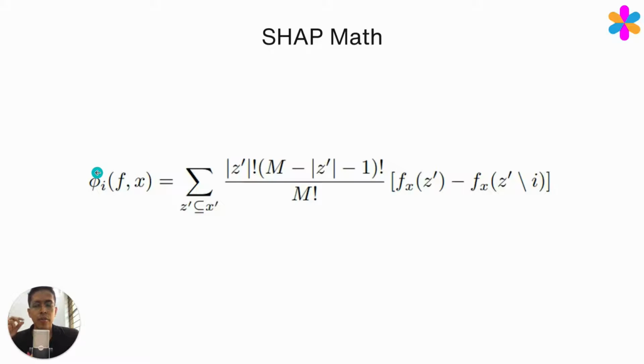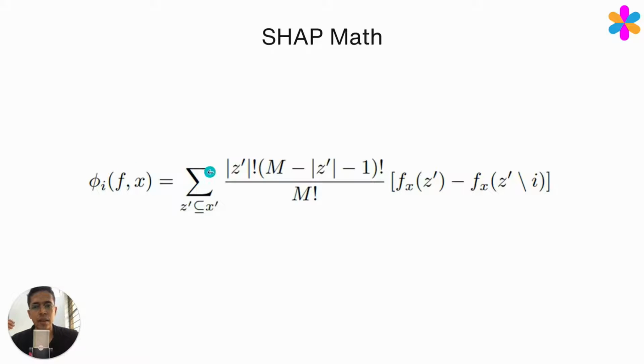Now, if you remember previously from the example of the robotic team, we were saying that the contribution of some person is kind of like an average contribution or some kind of a weighted sum of that person's contribution by that person being in different subsets of teams, right?